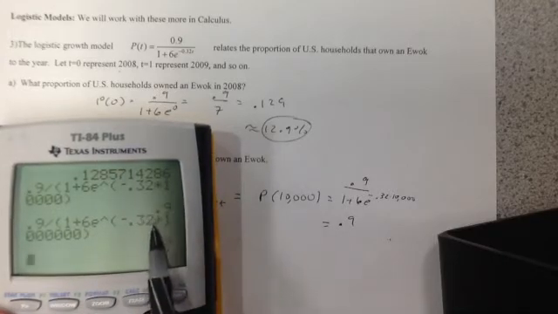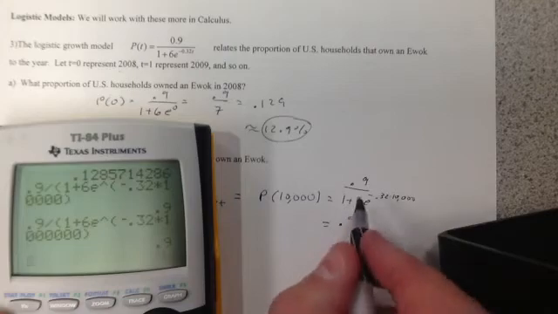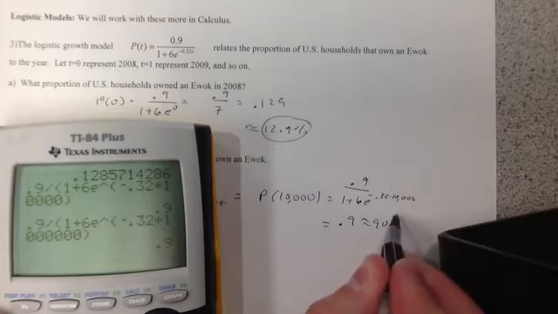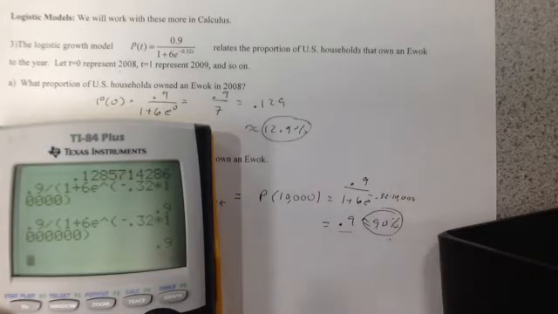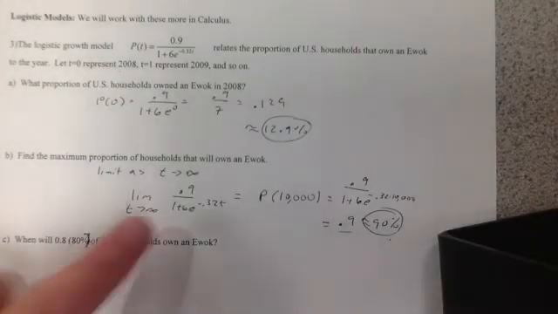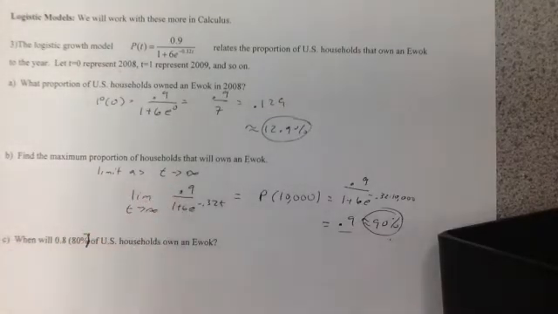So not everybody will ever own an Ewok, because some people don't believe in owning Ewoks, that they should let the Forest of Endor run free. So this is roughly about 90%. As a matter of fact, the 0.9 is a limiting factor. We actually call that a limiting capacity. That 0.9 is always going to be that top number right there.